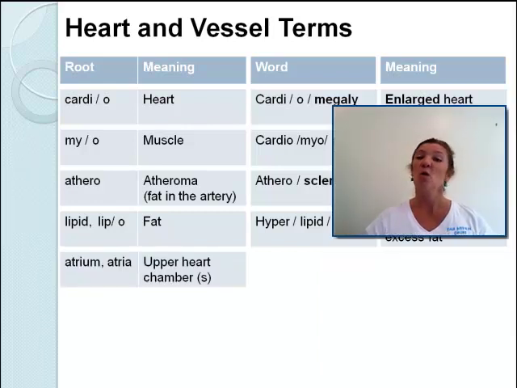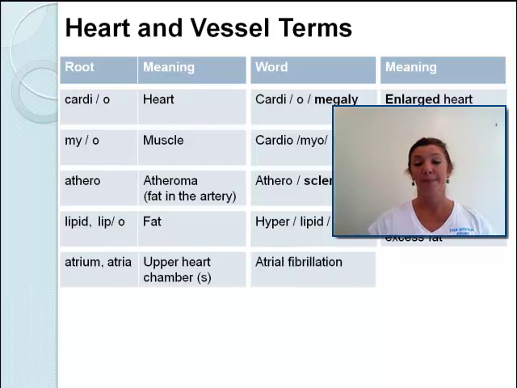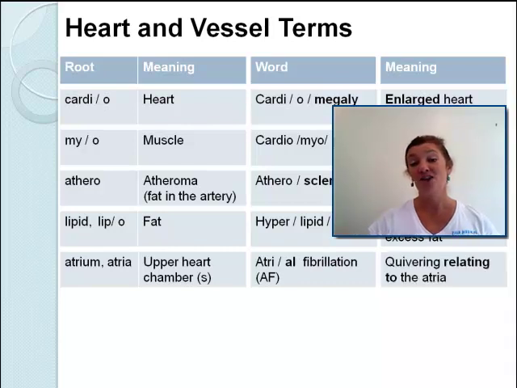Atrium or atria, well, they're the terms for the upper heart chambers. And atria or atrium actually means a room, it's a space. There's the term atrial fibrillation. Well, we can break down atrial. Atrial means relating to the atrium, so one of the heart chambers. Atrial fibrillation is when the heart chambers at the top, the atria, quiver.